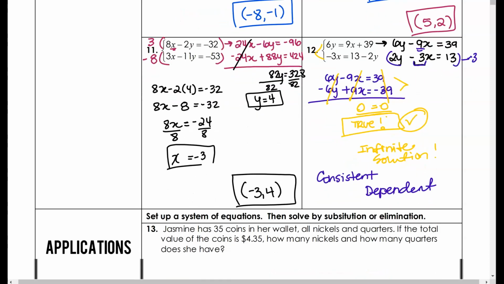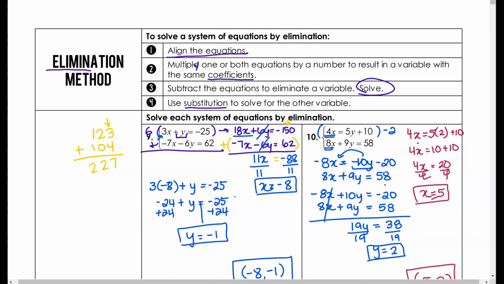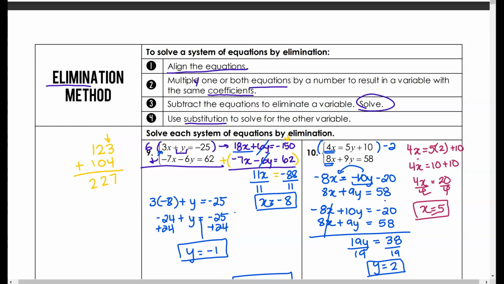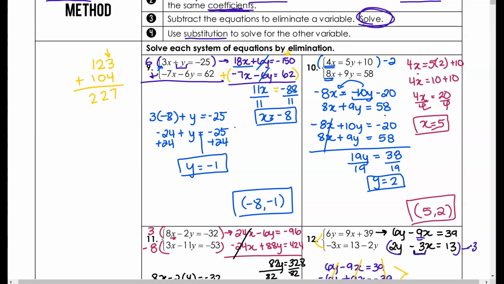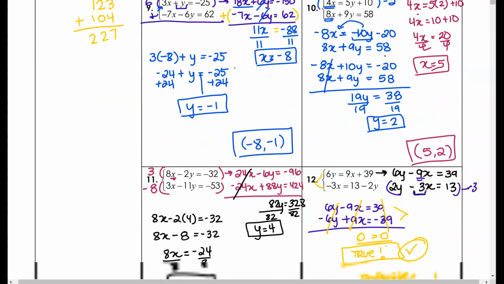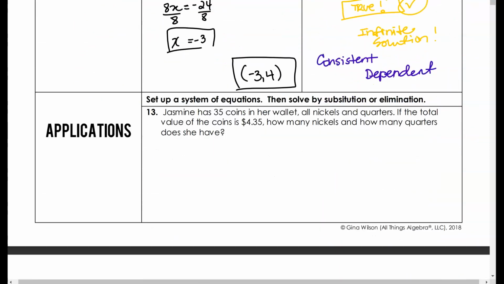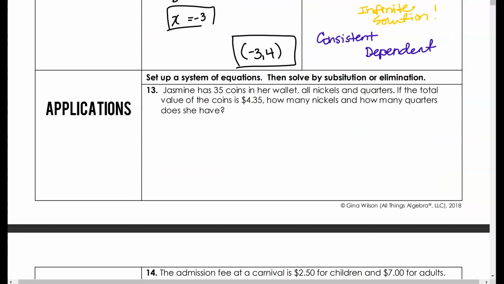Alrighty. So that's how we solve it by elimination. So, coming back to review real quick: we're going to align the equations. We want our x's with our x's, our y's with our y's, and our equals with our equals. We're going to multiply one or both equations by a number to result in a variable with the same coefficient so that we can cancel that out. We're going to subtract the equations to eliminate the variable, and then we're going to solve. So that's essentially what we are doing here to eliminate one of those variables to be able to solve. Let's take a look at applications.